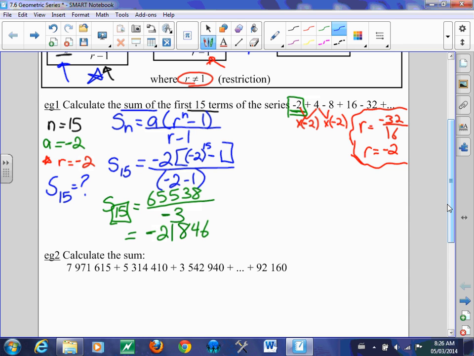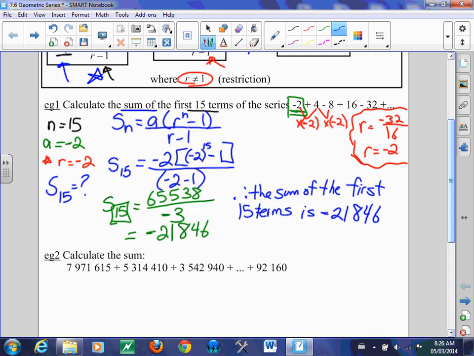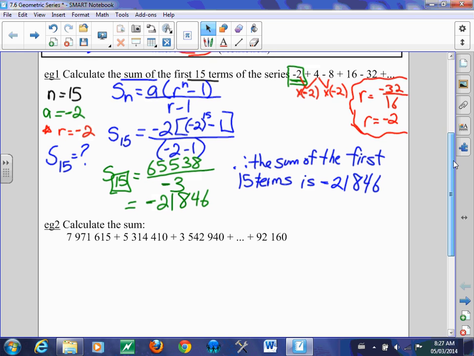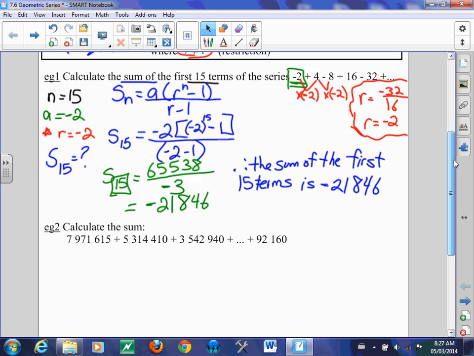Okay, and then do a therefore statement. So therefore, the sum of the first 15 terms is -21,846. All right, that was an easier example where it was a straight substitution. Let's get into a harder one.